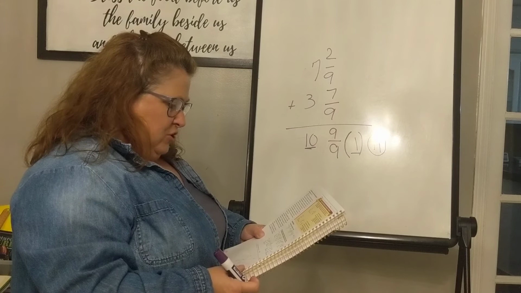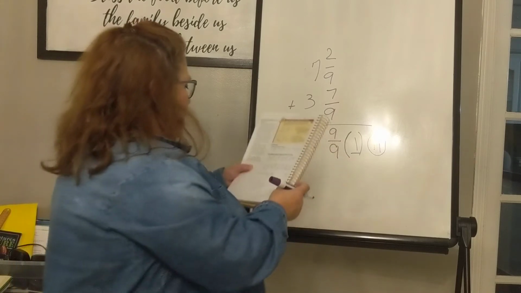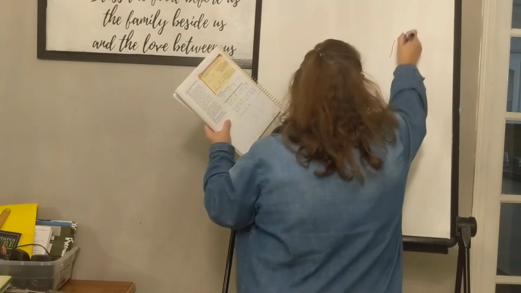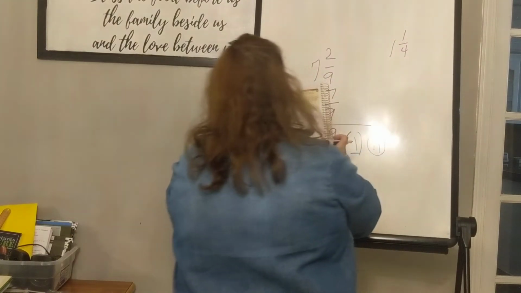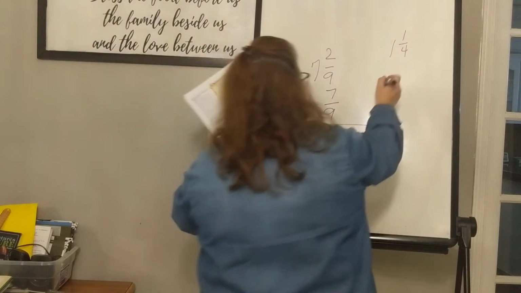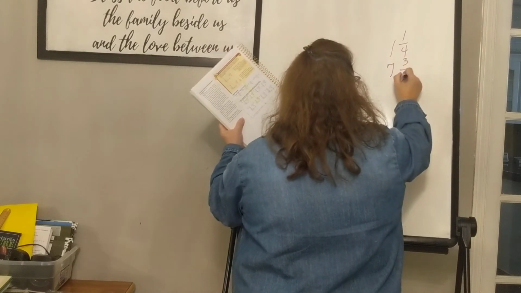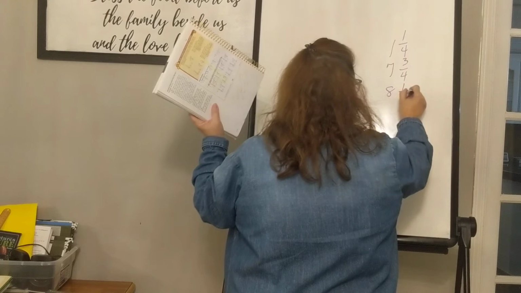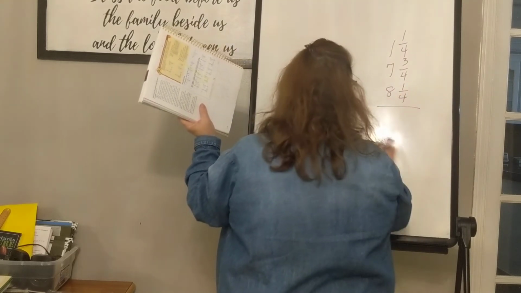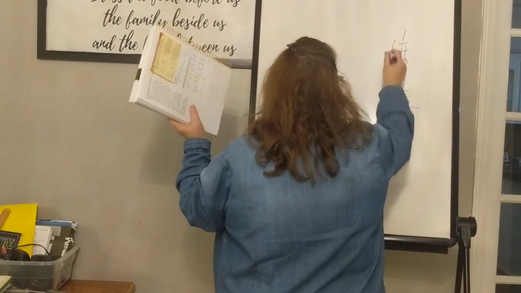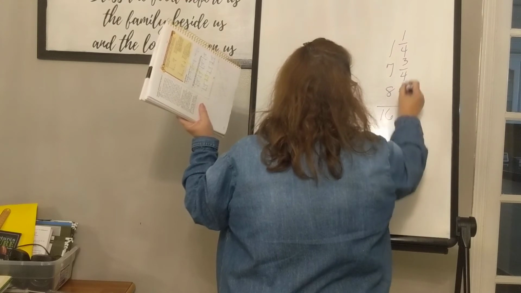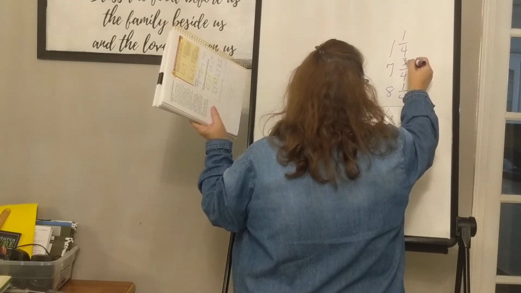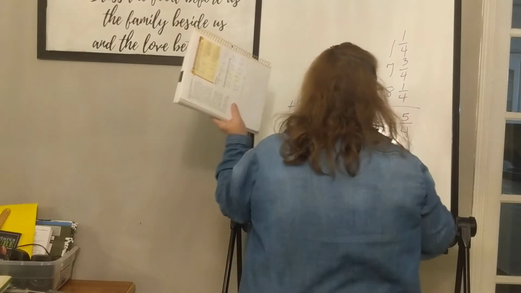Here we go. Let's do letter G. We have 1 and 1/4 plus 7 and 3/4 plus 8 and 1/4. Add up our whole numbers. 1 and 7 is 8, plus 8 is 16. Our denominator is 4. Add up our numerators. 1 plus 3 is 4, plus 1 more is 5.